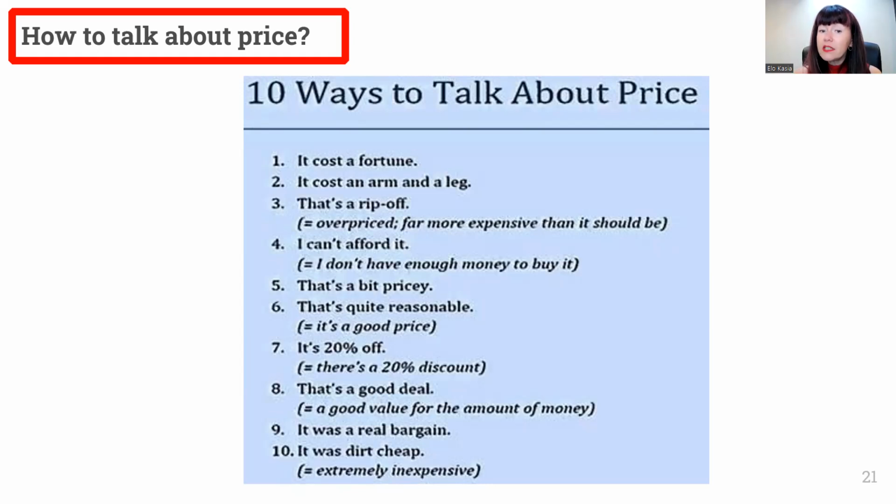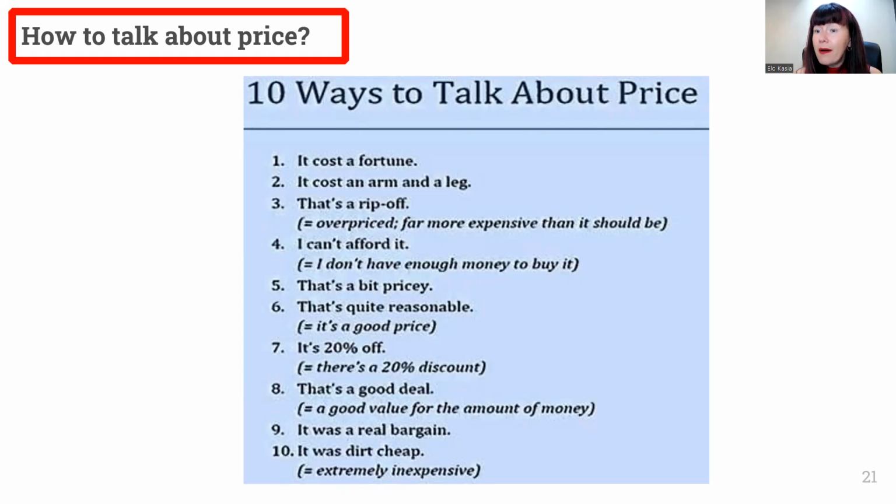That's quite reasonable, yes. It's a good price, yes. So you ask, how much is it? Oh, it's £10. Oh, that's quite reasonable, yeah. It's 20% off. When we say something is whatever percentage off, it means that it's cheaper than it was by 20%. So that means that there is a 20% discount. That's a good deal. That means a good value for money. That's another way of saying it, yes. A good value for the amount of money. So a good value for money.